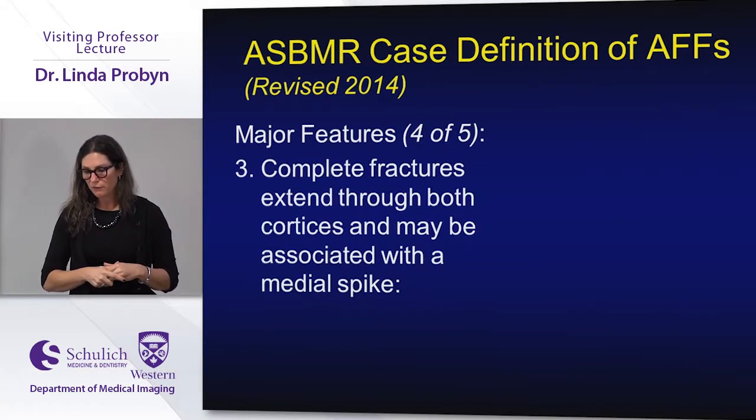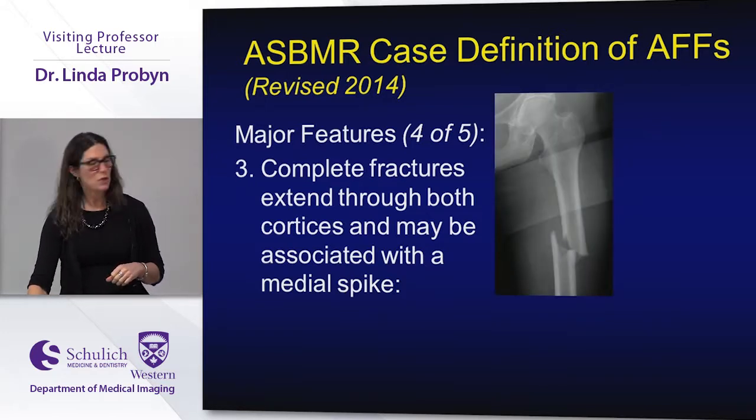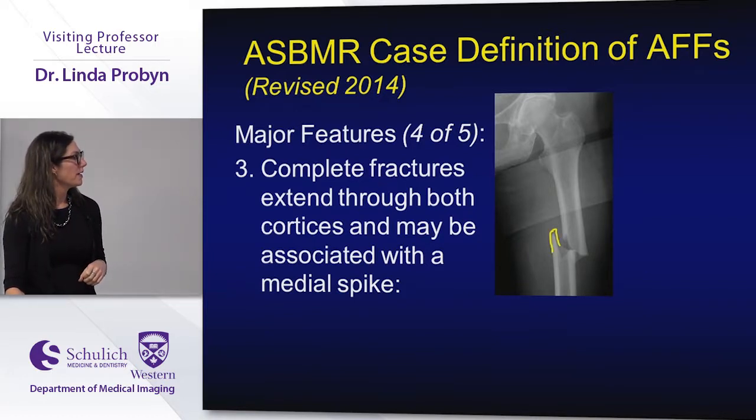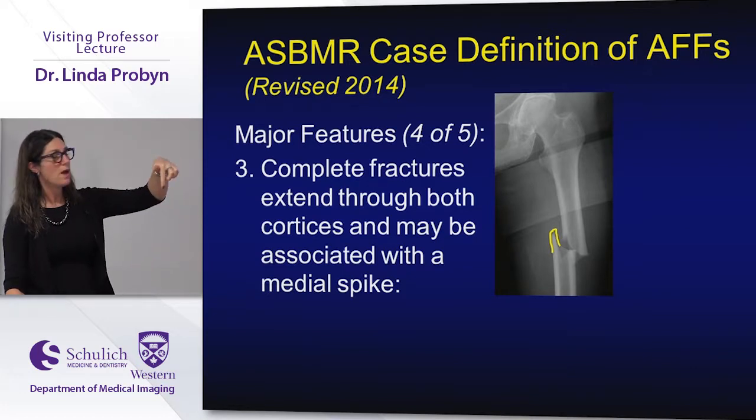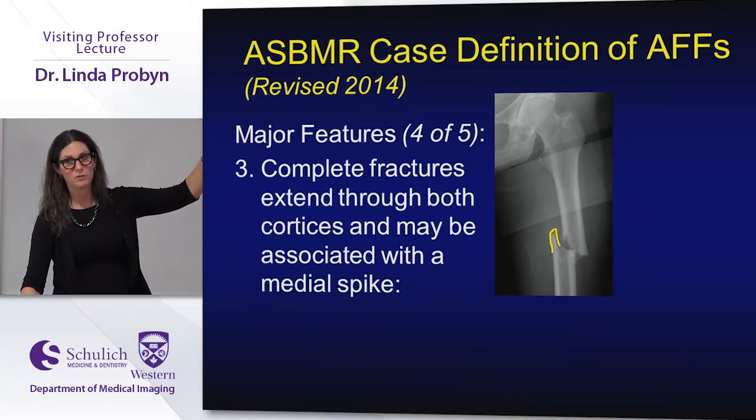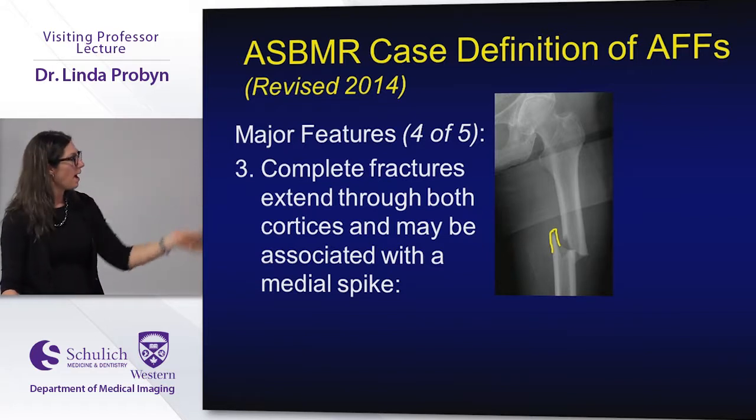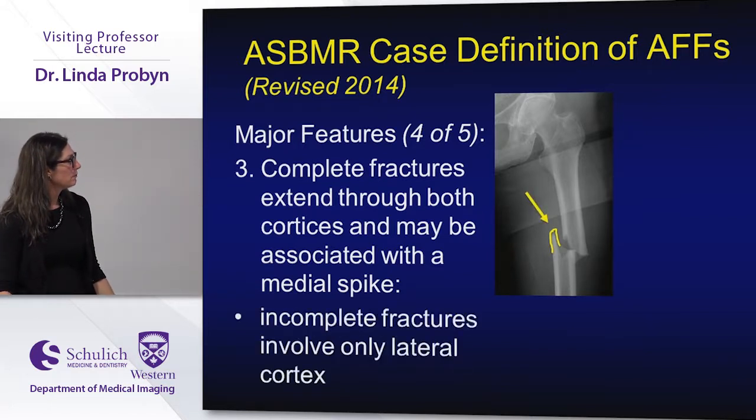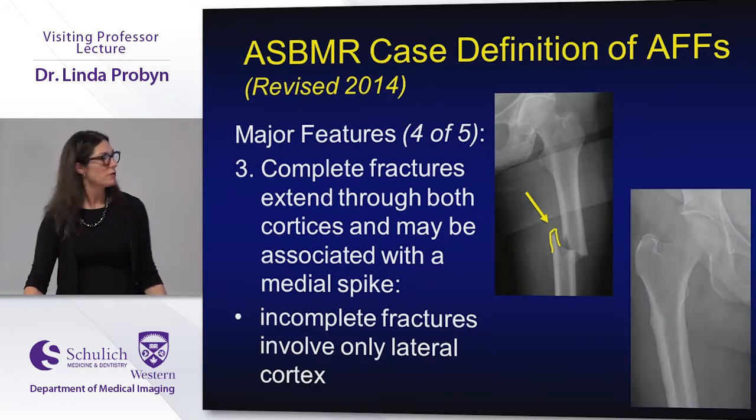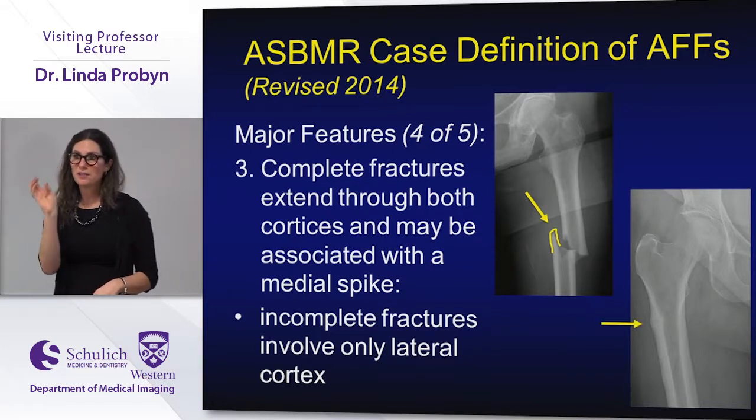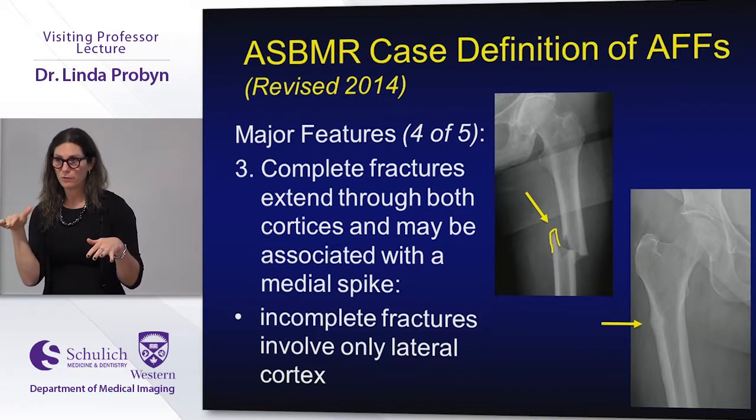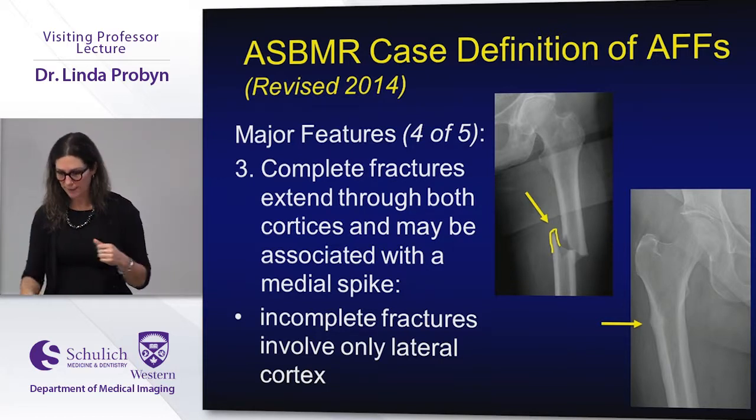So the next thing is that complete fractures extend through both cortices and may be associated with a medial spike. So what that means here is you can see there's a spike there. And the spike could go up or it could go down depending on how the fracture progresses across the femur. So it can also go down, so you could have a medial spike going inferiorly. Incomplete fractures involve only the lateral cortex. So here's an example of an incomplete fracture, and you can just see there it's only involving the lateral cortex. So if you just see it on the medial cortex, it's not an atypical femoral fracture, or not by the definition in any case.